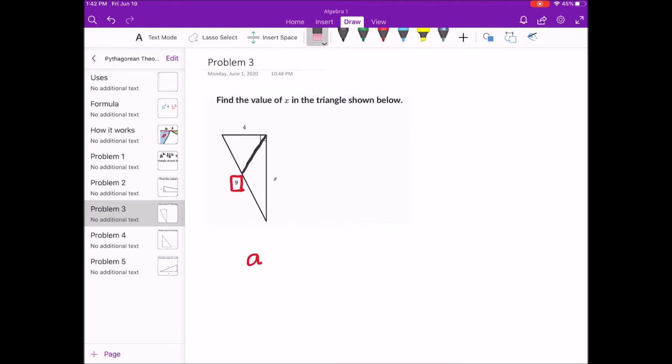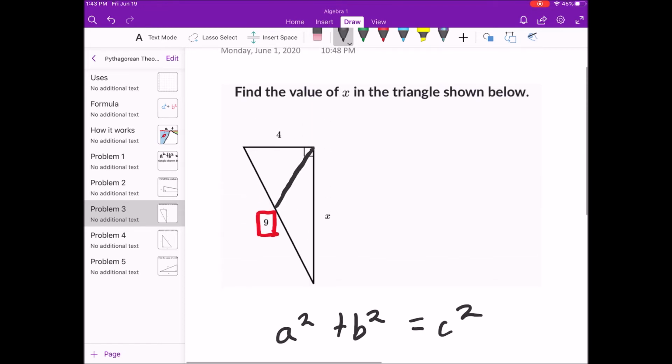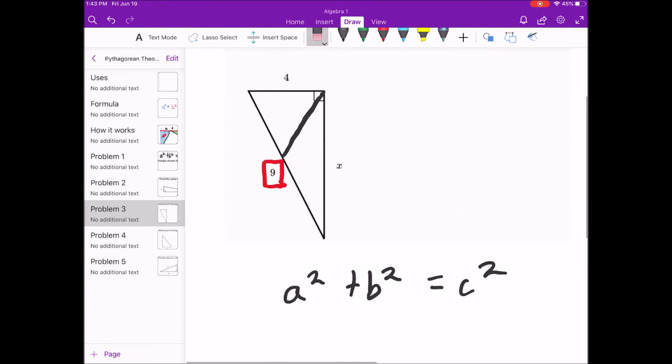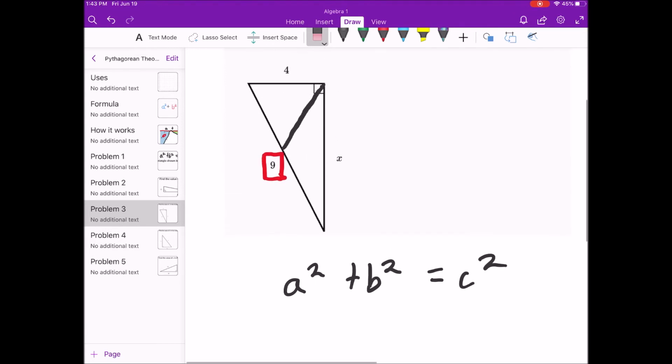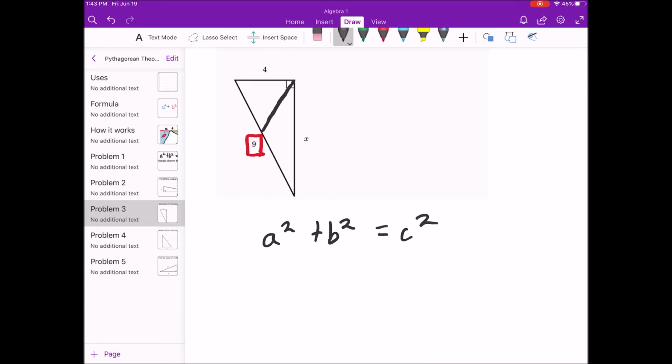You know that a squared plus b squared is equal to c squared, and we know that c is the hypotenuse. We also know that a or b could be one of these. Let's just say that it's a. I always choose the shortest side that's not the hypotenuse as a. So let's fill in these values. We have a squared, which is 4 squared, plus b squared, which we don't know, we're trying to find that, is equal to c squared, or 9 squared.